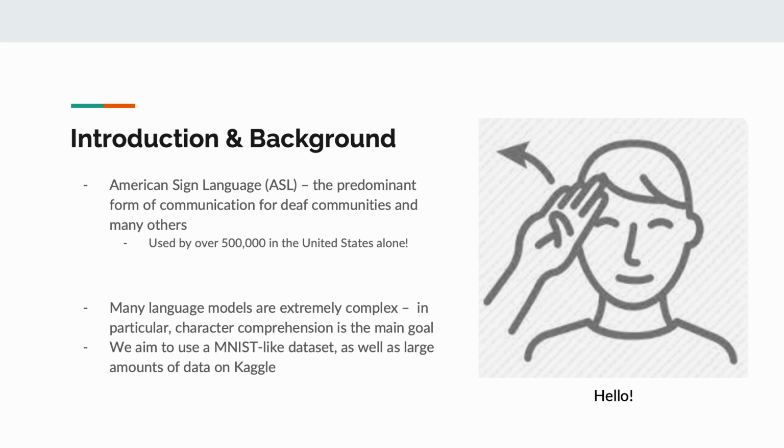So here's some introduction and some background information. American Sign Language, ASL, is a predominant form of communication for deaf communities and many others, which is used by over 500,000 people in the United States alone. Many language models are extremely complex. In particular, character comprehension is our main goal. We aim to use a MNIST-like data, as well as large amounts of data on Kaggle, to analyze and recognize ASL.